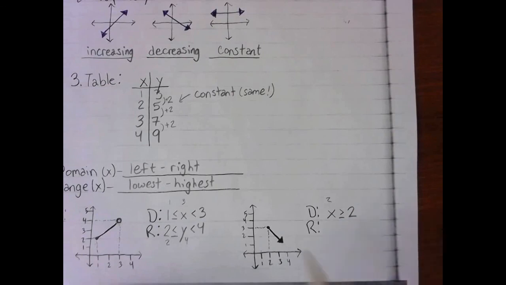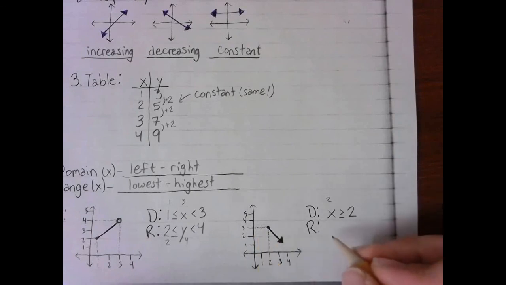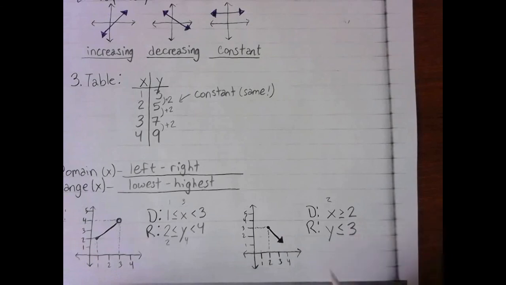And that's it. For the range, well, this is kind of weird. The lowest number is somewhere way down here. It doesn't have a lowest number, but it does have a biggest number. The biggest number is 3. So we're going to say that y has to be less than or equal to 3. Because we're not going up, we're going down.